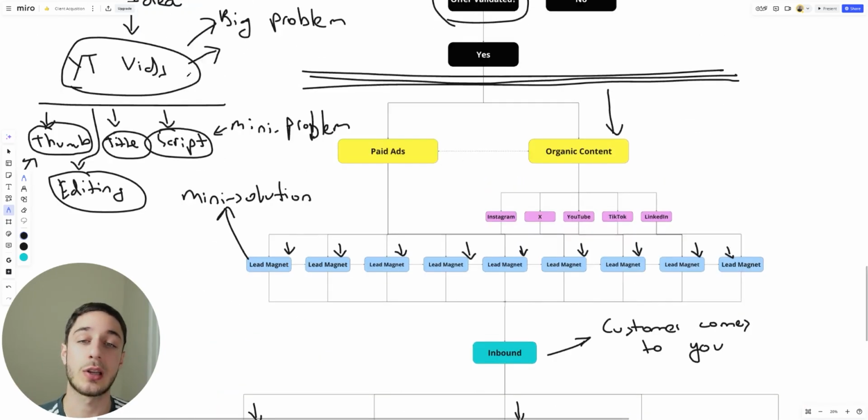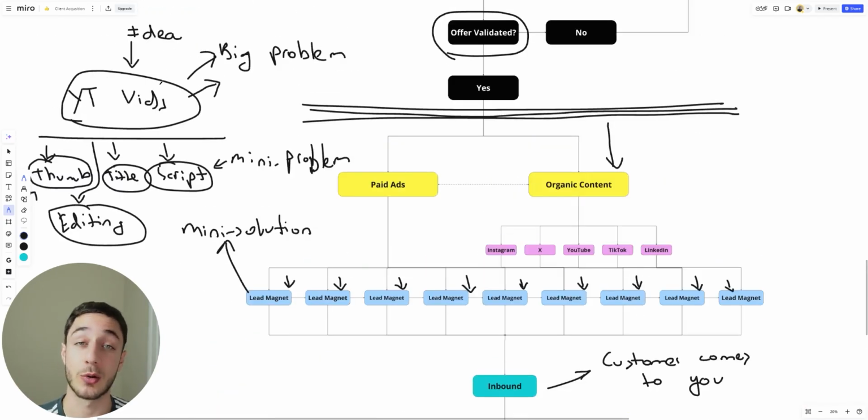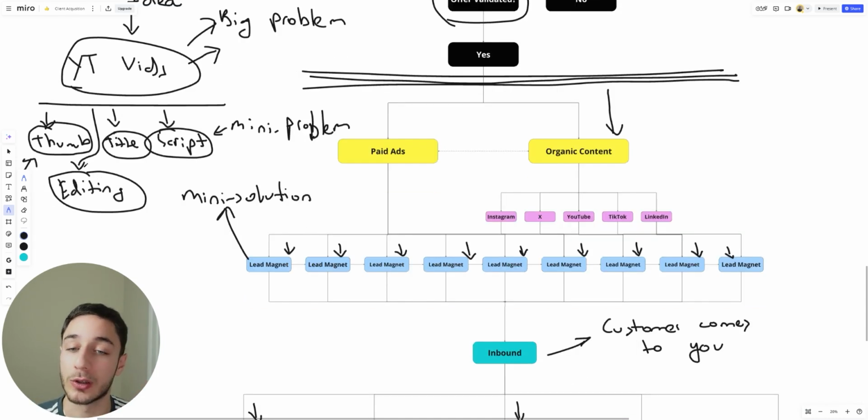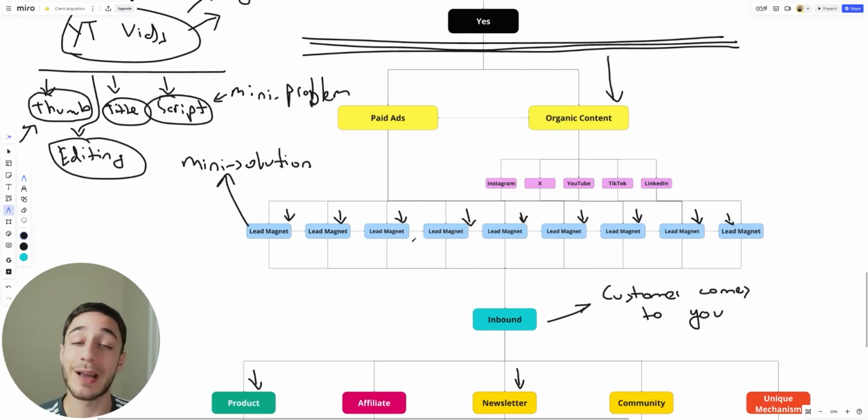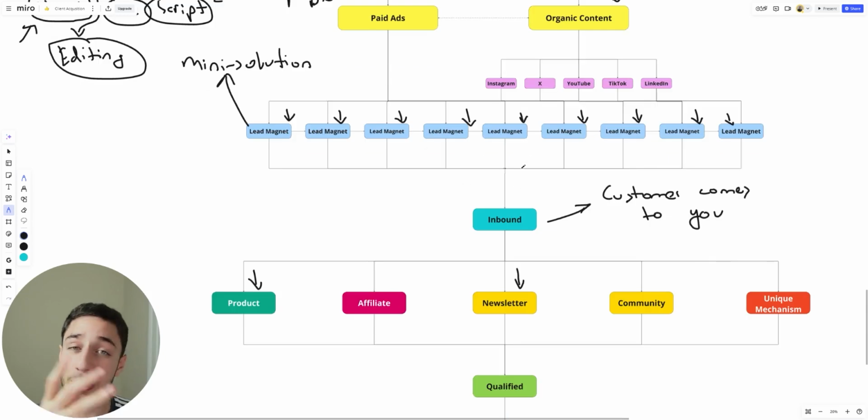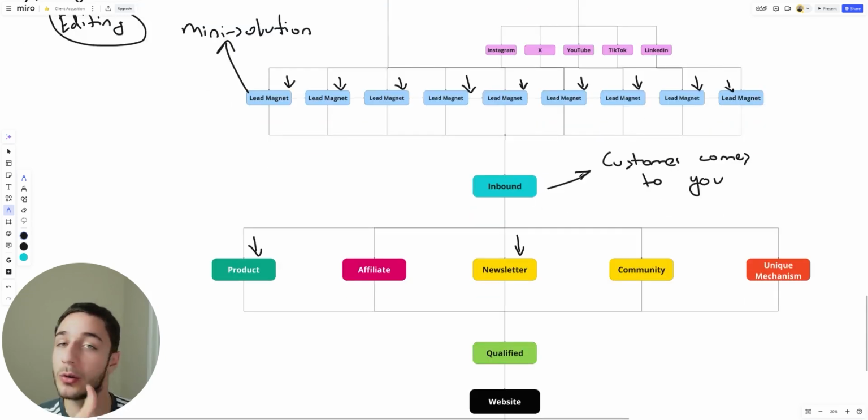Because we can't necessarily make videos that talk about this big problem as a whole, because we need to actually dive deep into the specifics of it. We can make one video on thumbnails, we can make one video on titles, we can make one video on scripting, we can make one video on editing, and in each of these videos, we can have links for these lead magnets, right? Be it documents, be it other videos, whatever the case, just any type of mini solution to these mini problems.